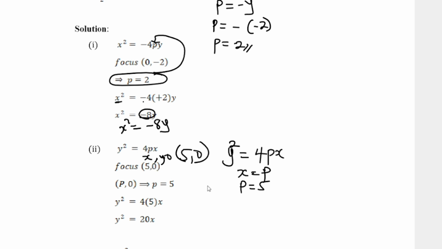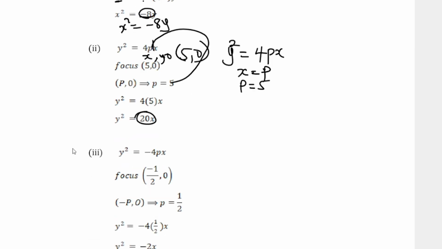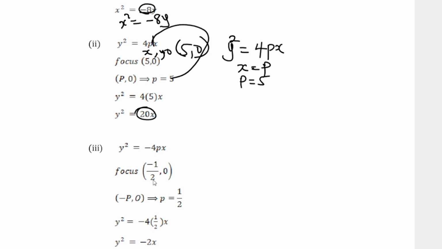So if p is equal to 5, by direct substitution here, we are going to have y squared equals 4 times 5x. So 4 times 5 gives us 20. For that matter, our equation is y squared is equal to 20x. And for the last one, we have the focus to be (-1/2, 0). It means that the parabola is open to the negative side of what? The negative direction of x.